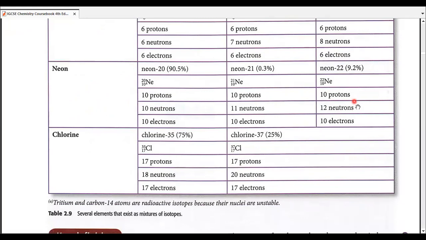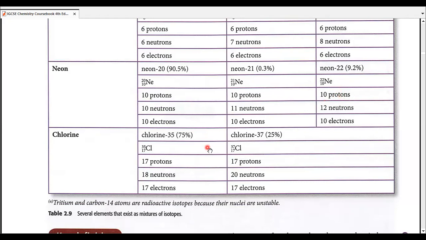Neon also has three isotopes, 20, 21, 22. So far, we have discussed three elements, and all three of them have three isotopes. Please do not assume that the periodic table is filled with elements with three isotopes. That's not the case. Different elements have different numbers of isotopes. There are elements which only have a single isotope. They don't have any others. There are elements which have a higher number of isotopes, for example, 14 isotopes or 16 isotopes or 12 isotopes and so on.